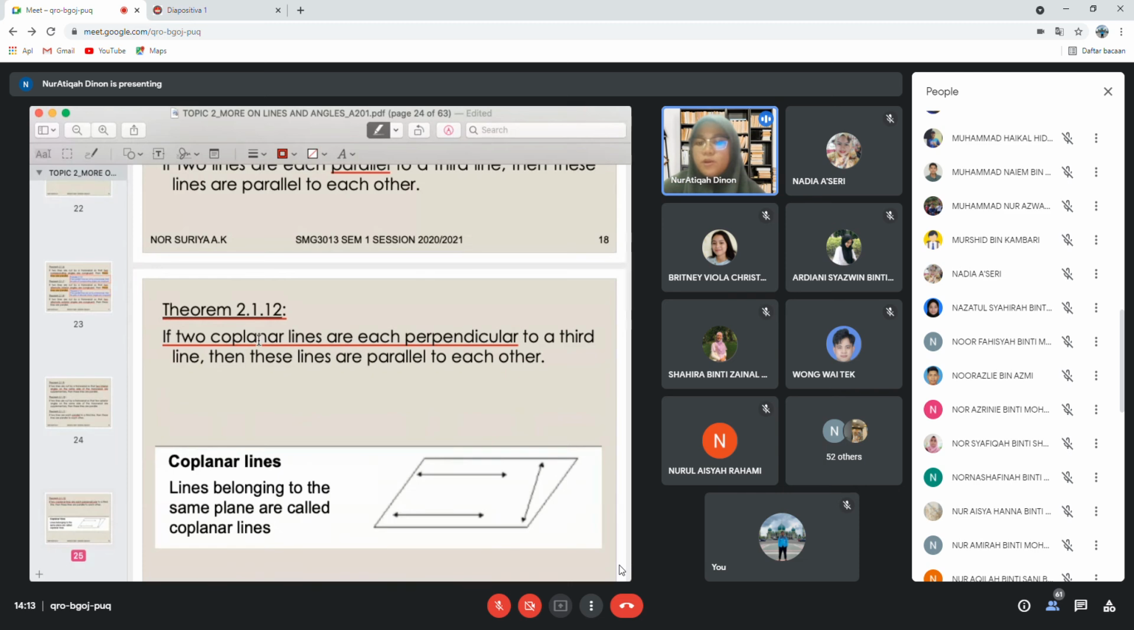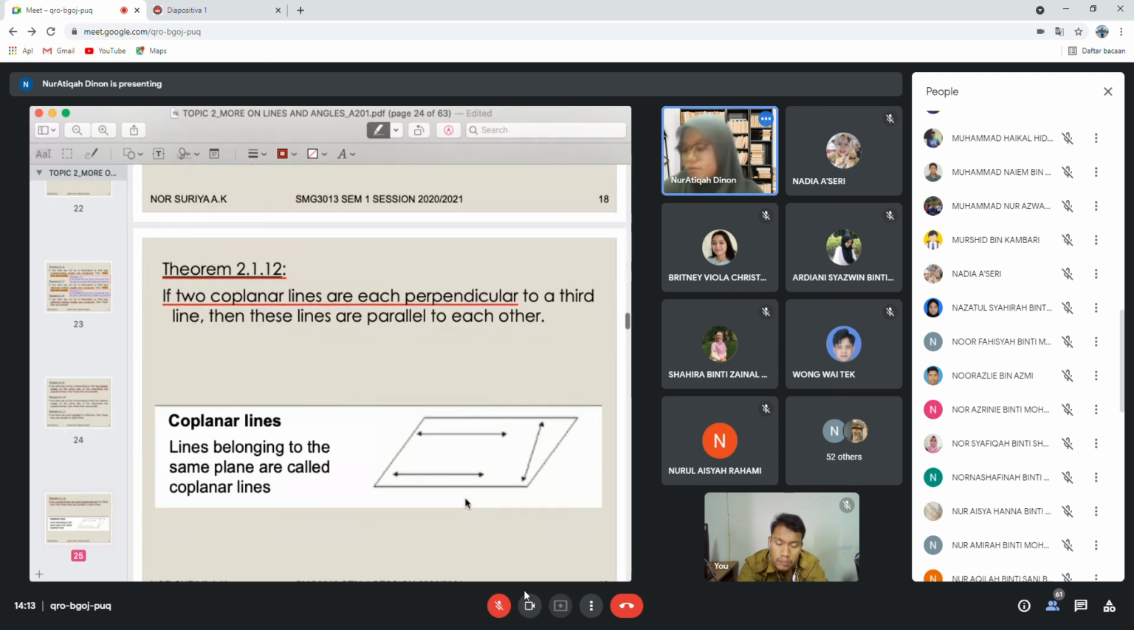When we talk about coplanar, that means it must be on the same plane. But when we talk about the third line, which is the perpendicular, obviously only one point is on the same plane as the two lines, but the whole perpendicular, the whole line 3, is not on the same plane as the two lines here.